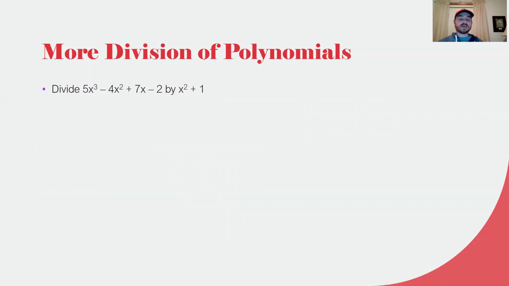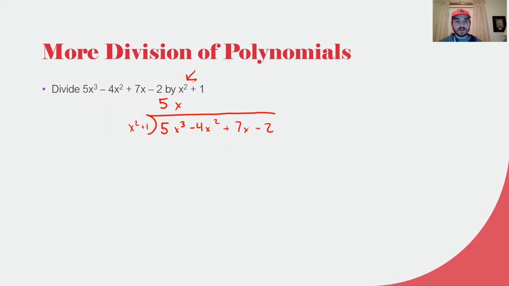The last one we want to look at is a little bit more complicated. We've got this x squared in our divisor. So this time we have 5x cubed minus 4x squared plus 7x minus 2 divided by x squared plus 1. So the first thing is we want to figure out how many times x squared goes into 5x cubed. That is 5x.